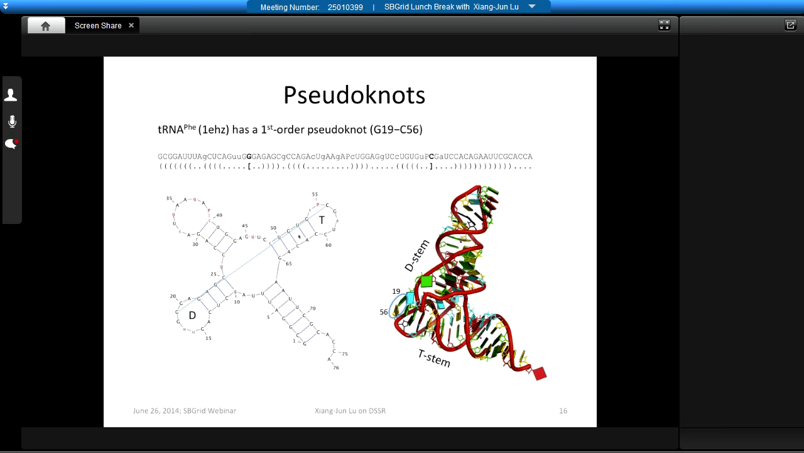For simplicity, so far I have shown the tRNA secondary structure as a closed cloverleaf structure, as you learned from textbooks. The real situation is actually a bit more complicated. tRNA actually has a first-order pseudoknot, which is formed by G19 and C56, shown as a long blue line on the secondary structure, which connects the D loop and the T hairpin loop. And as shown in the blue ellipse on the tertiary structure, this base pair is just at the elbow of the RNA structure.